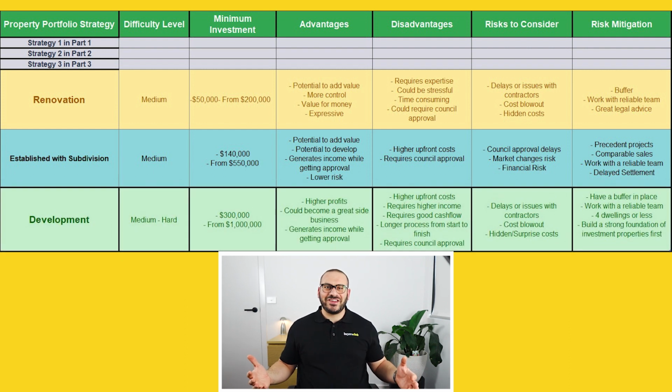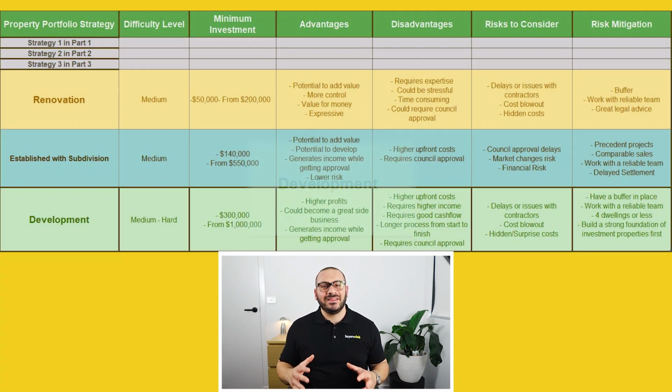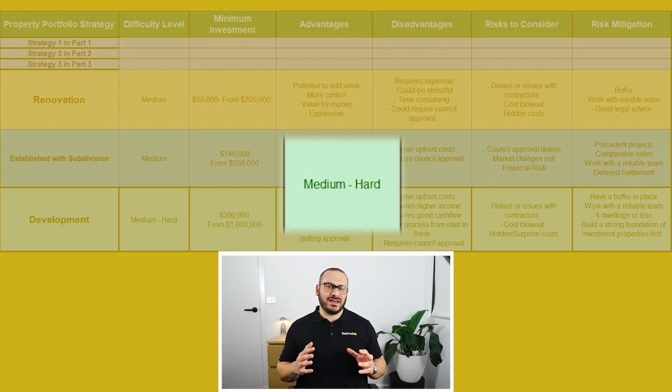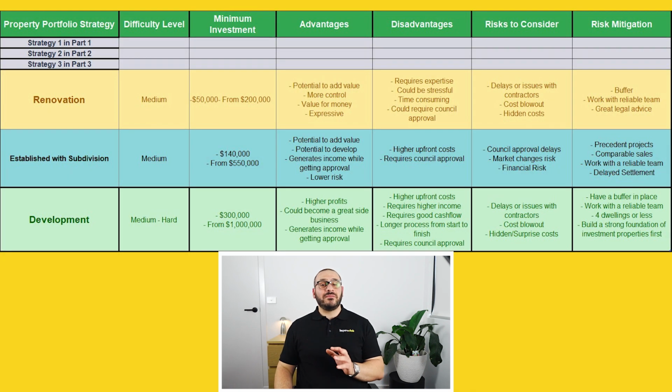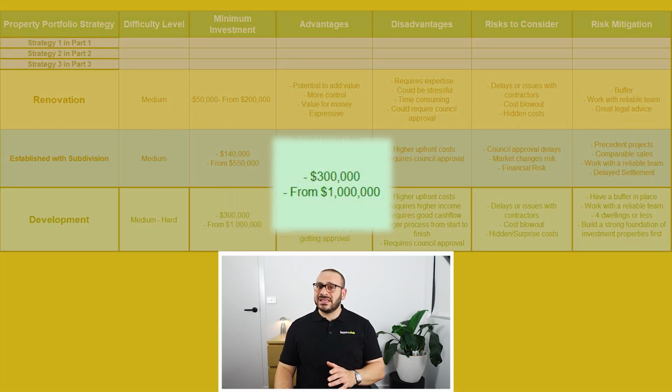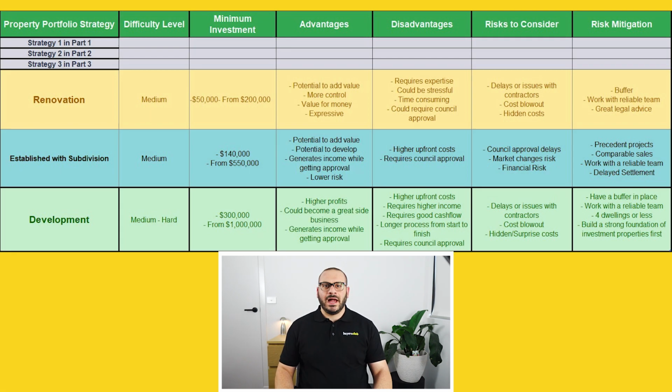The final strategy we're looking at is the big kahuna. That's the strategy that everyone wants, and that is developments. This is more of a medium to hard investment strategy. It requires a minimum deposit of $300,000, and the total cost of a project like this would be sitting around the $1 million mark. And obviously with big budgets come big advantages.